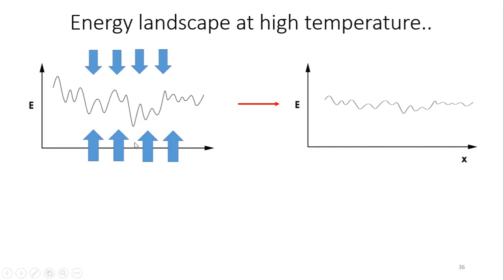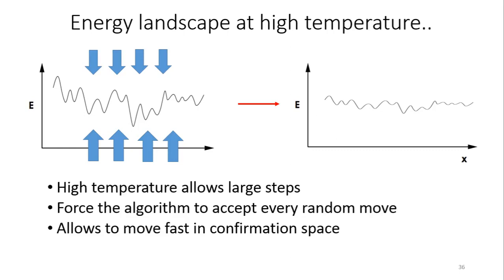Therefore, if we maintain high temperature, it will allow us to take larger steps. Maintaining high temperature will force the algorithm to accept every random move that we make, and this will allow us to move fast in the conformational space and thereby reduce the Monte Carlo steps. So this is the second approach that can be used to reduce the Monte Carlo steps involved in our algorithm.